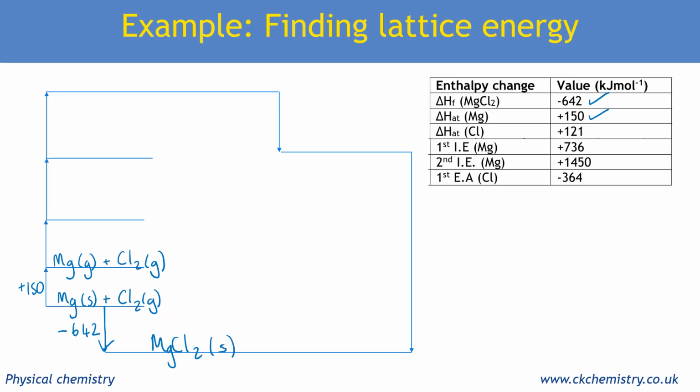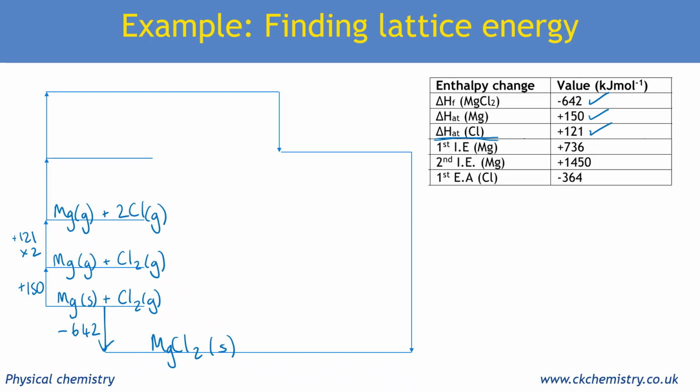Now I'm going to atomize my chlorine, but there are 2 chlorine atoms in a molecule, and I'm going to need 2 chlorine atoms to make MgCl2. So that value there is for 1 mole of atoms, and I want to make 2 moles. So I'm going to do plus 121 times 2. And that means I'm going to make 2 Cl gas. So remember the difference, Cl2 sharing electrons, a molecule, 2 Cls. I've now made those atoms, 287.